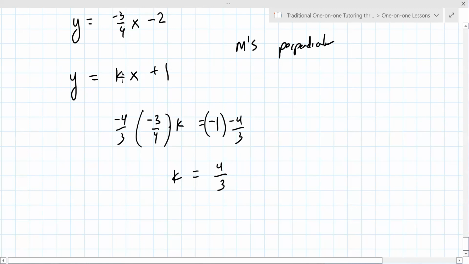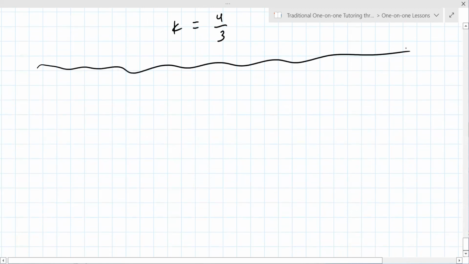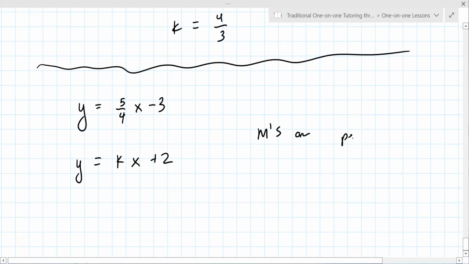Okay, so let me give you a problem to try. Let's say y equals 5/4 x minus 3, y equals kx plus 2. Can you find the value of k so the slopes are perpendicular?